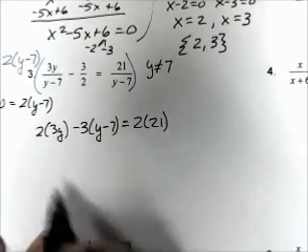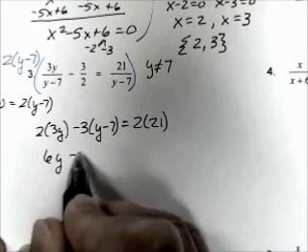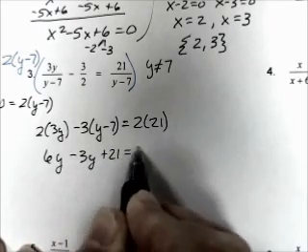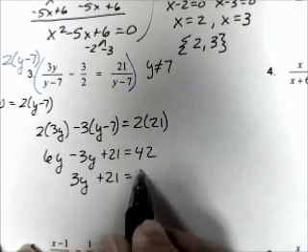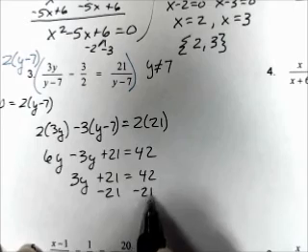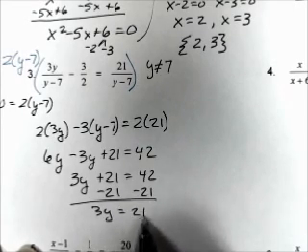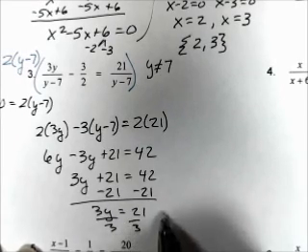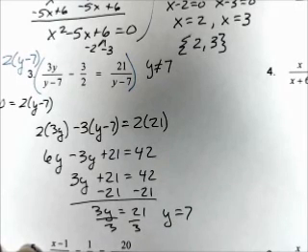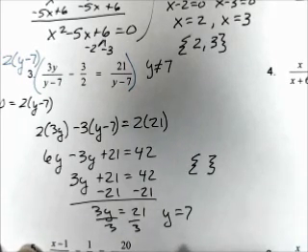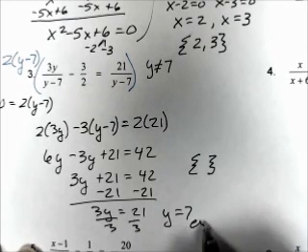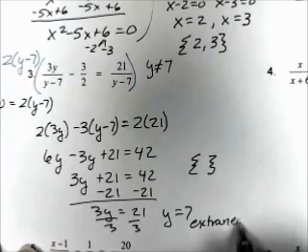Now let's go ahead and solve. 6y minus 3y plus 21 equals 42. Combining, 3y plus 21 equals 42. Subtract 21 from both sides. 3y equals 21. Divide by 3. And y equals 7. But check, y cannot equal 7. So there's no solution here, where we write the empty set. This we would call extraneous.